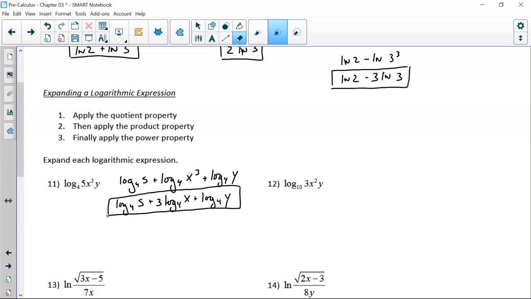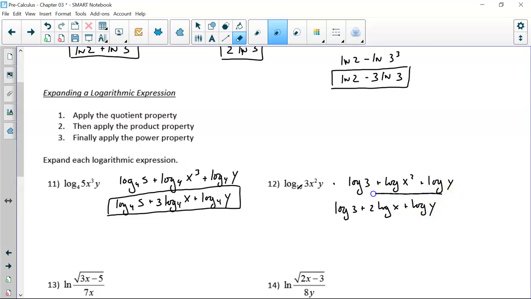Now for number 12, it's log base 10. We don't need to write the 10. That's the common log. So we have here, we're going to use the product property first. There's no division, quotient doesn't apply. The log of 3 plus the log of x squared plus the log of y. Now look for those exponents. Log of 3 plus, it becomes 2 log of x plus the log of y. There is our expanded expression.